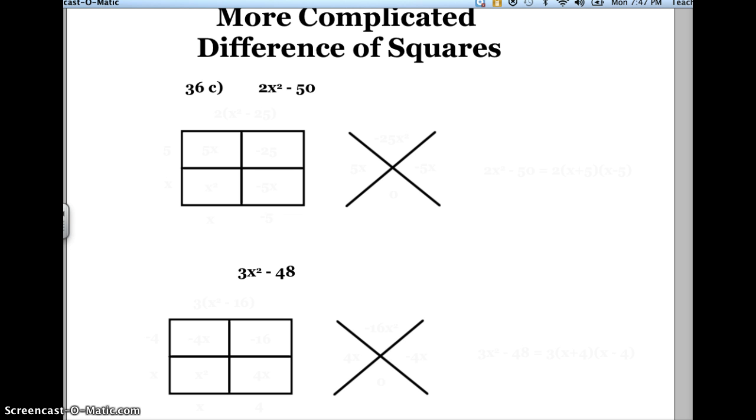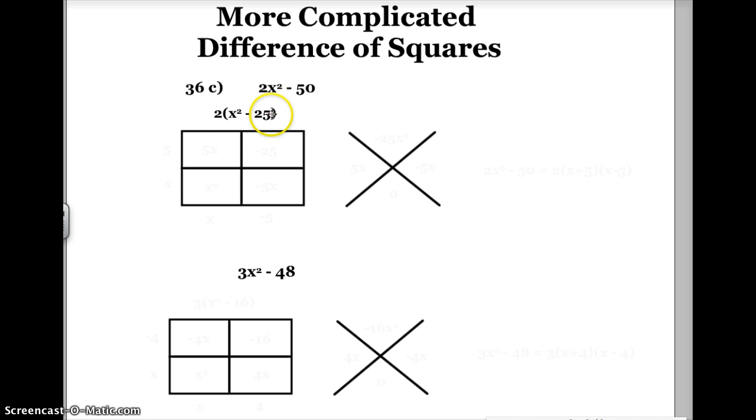Now let's look at the very first problem, which happens to be 36C in section 8.1.4 in your Algebra Connections book. That problem is 2x squared minus 50. This is kind of like an example of how to factor completely and how to do the exercise of factoring quadratics too. I can factor this problem before I put it into my generic rectangle and diamond problem. So let's go ahead and do that.